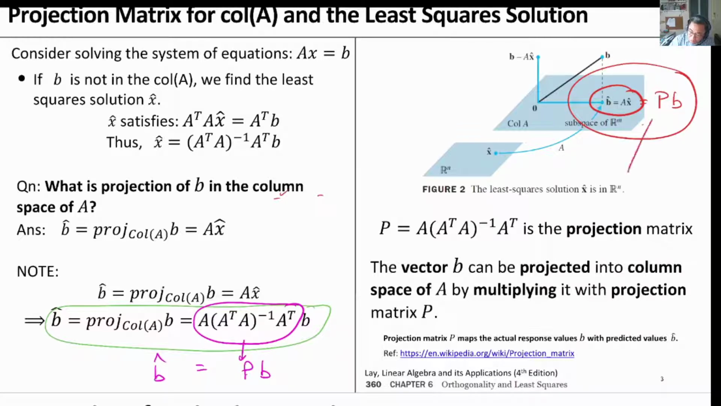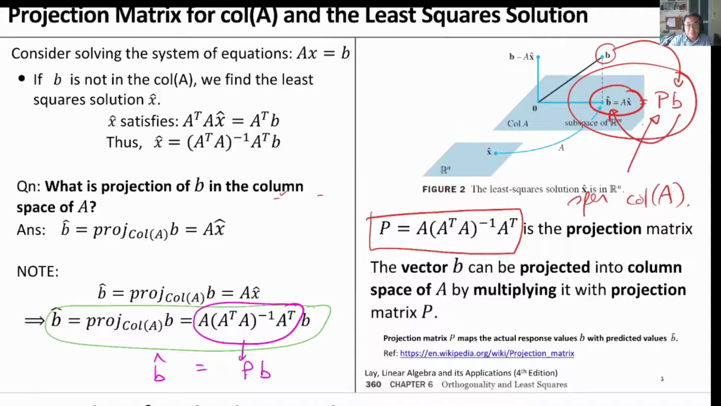Using the projection matrix idea, the input is B. Multiplying by the projection matrix, PB, will get B hat. So we now have identified the projection matrix, given that the input space is spanned by the columns of A, derived using the least squares solution.